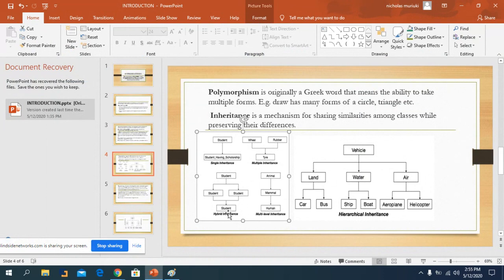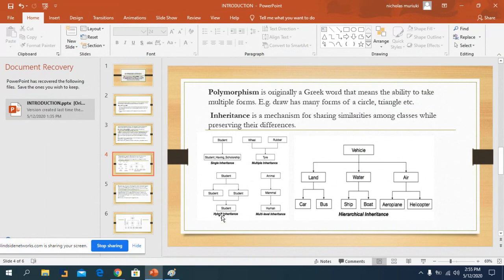Then we have hybrid. A hybrid is when multiple objects which have the same characteristics are relating to each other. Maybe we have a student who is doing business, another student doing IT, and another doing accounting. If you combine those students, they form what you call a hybrid inheritance, because an IT student borrows some knowledge from an accounting student, and an accounting student borrows some knowledge from an IT student. So if these objects are interrelating and sharing some attributes together, they form a hybrid inheritance.